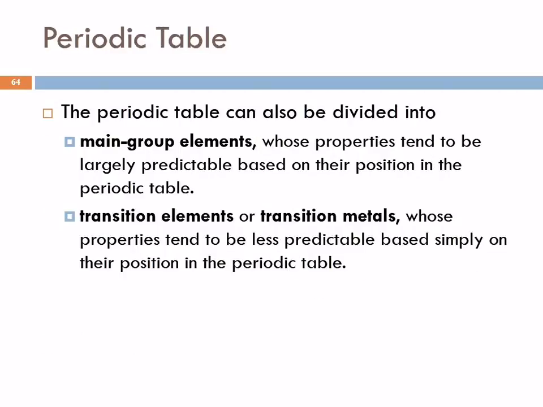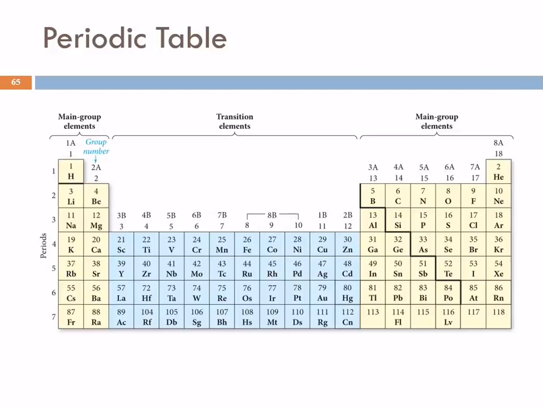We can also divide the periodic table into main group elements and transition elements. The main group elements are a lot more predictable, and the transition elements are kind of squirrely. Their properties aren't as predictable based on their position in the periodic table. So in the periodic table, the sections that stick up are the main group. And this sunken down portion in the middle, those are the transition elements.